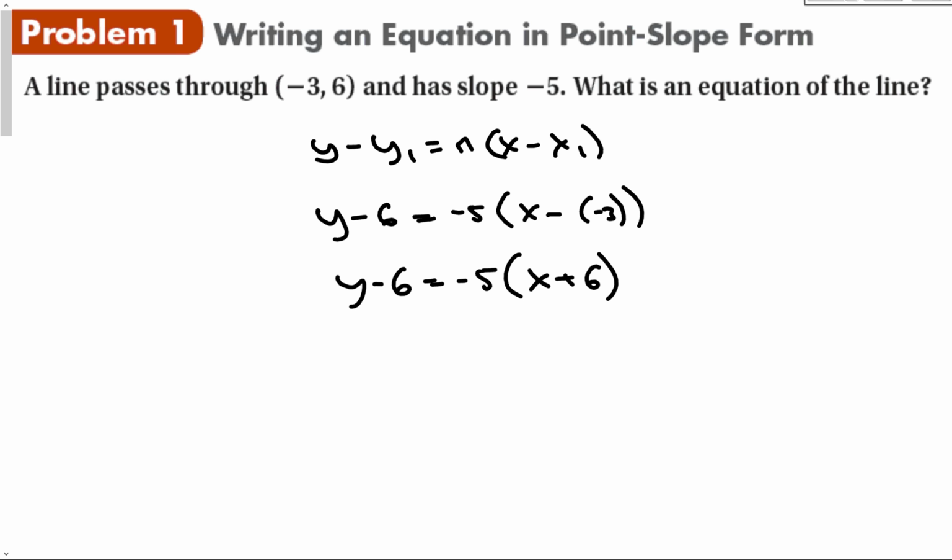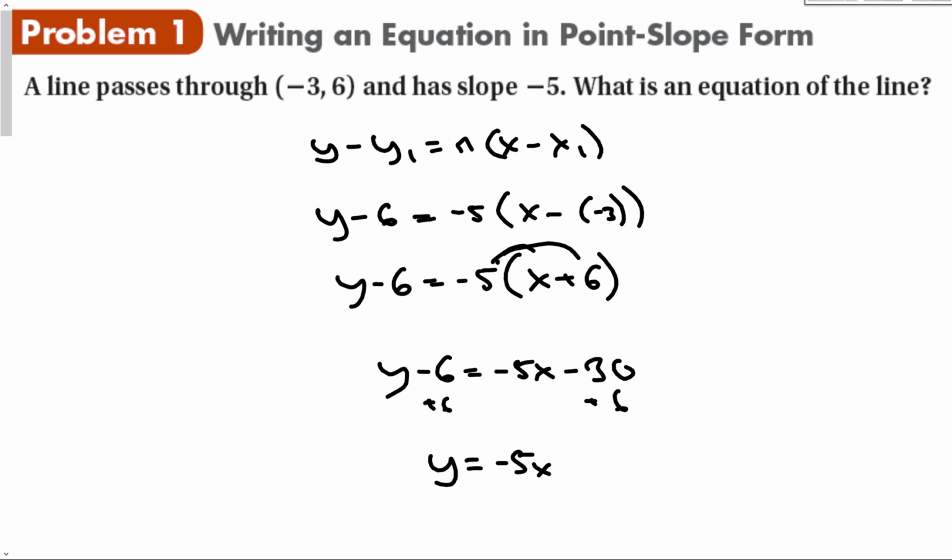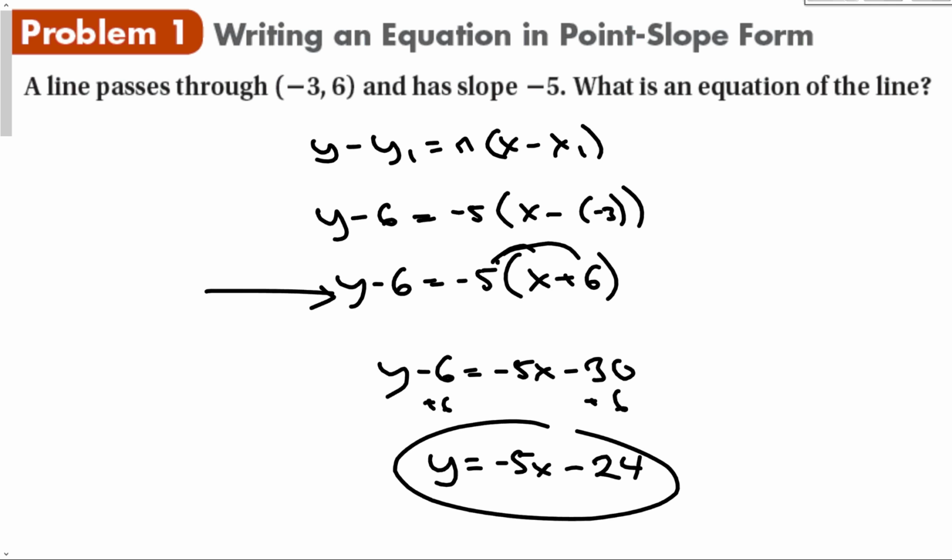If I wanted to, I could change this to slope intercept form. I could do that by distributing the negative 5. So y minus 6 is equal to negative 5x minus 15, and add 6 to both sides. So y would be equal to negative 5x minus 9. Either one of these is the equation of the line. They're just both in different forms.